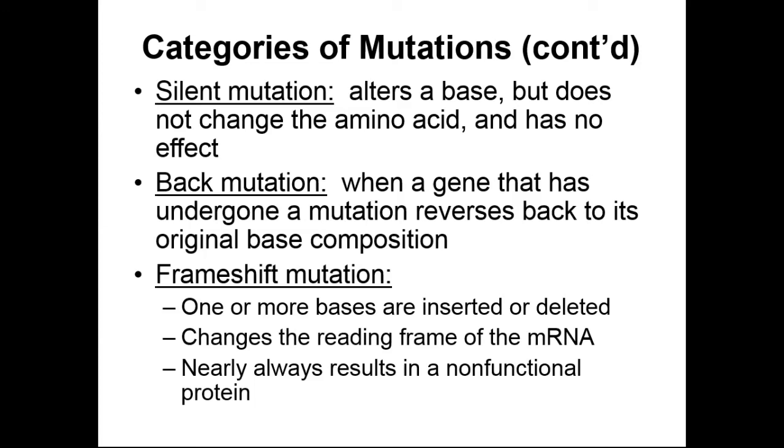We could also have a back mutation. This is when we could have a gene go from a mutant state back to its wild type or original base composition. Back mutations can also occur. They do not occur very frequently, but hey, it can happen. And then we also have frame shift mutations. These frame shift mutations are catastrophic mutations, generally speaking. These can occur when DNA bases are deleted or inserted into the genome.